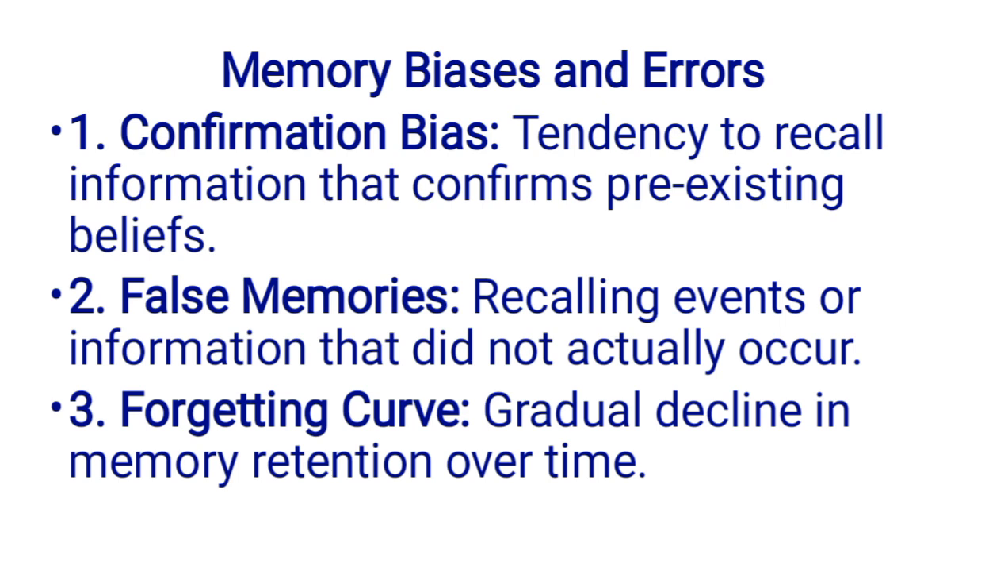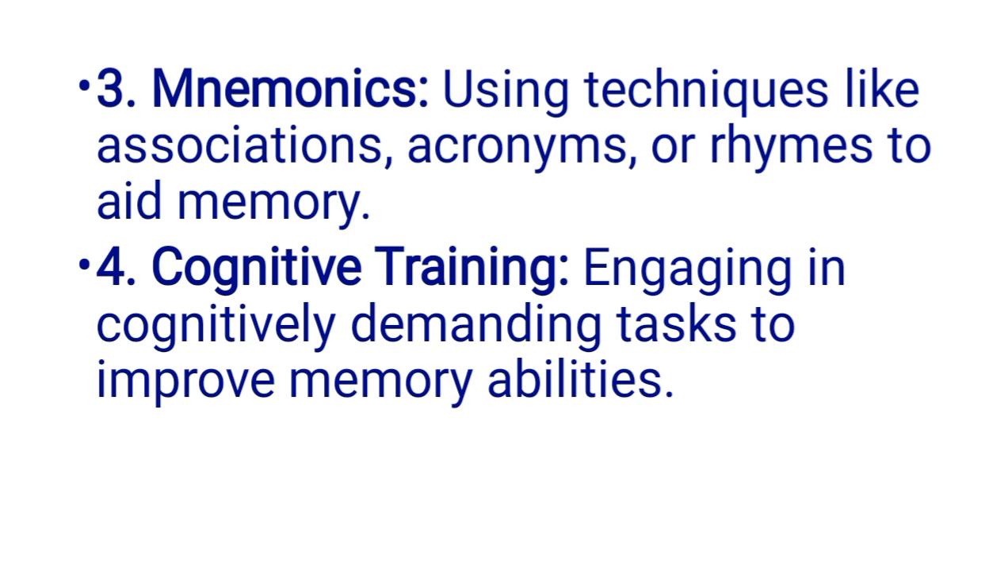Then there is also the forgetting curve. That is a gradual decline in memory retention over time. That is, there are certain things that you begin to forget slowly. So you may memorize formulas at school, but as you get away from those formulas, slowly they begin to fade. That is what is called the forgetting curve.